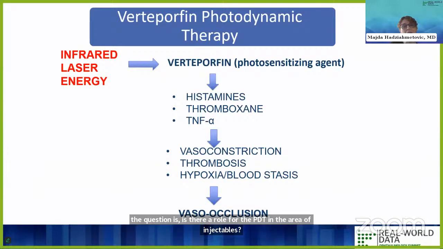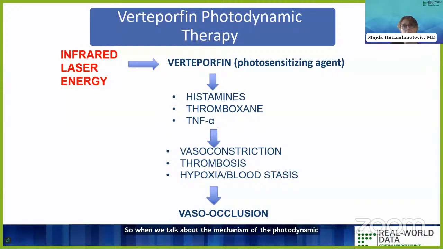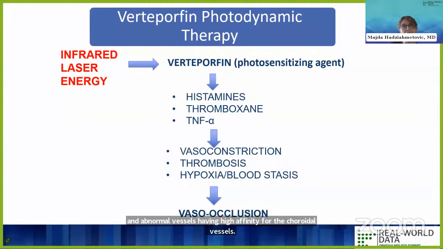When we talk about the mechanism, photodynamic therapy utilizes a photosensitive agent called verteporfin that accumulates in the retinal pigment epithelium cells and abnormal vessels, having high affinity for the choroidal vessels. After activating verteporfin with laser energy, we have production of free radicals that stimulate local cytokine production in the endothelial cells, and thus we get a series of events. We get vasoconstriction, thrombosis, hypoxia, and vaso-occlusion of the pathologic blood vessels.